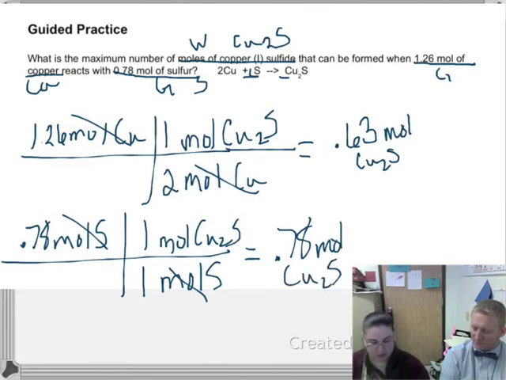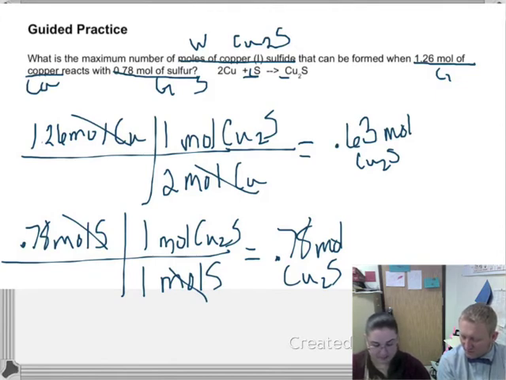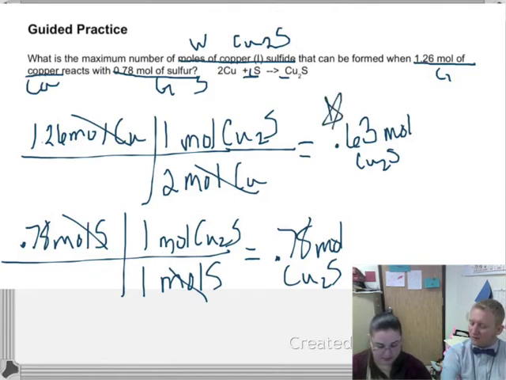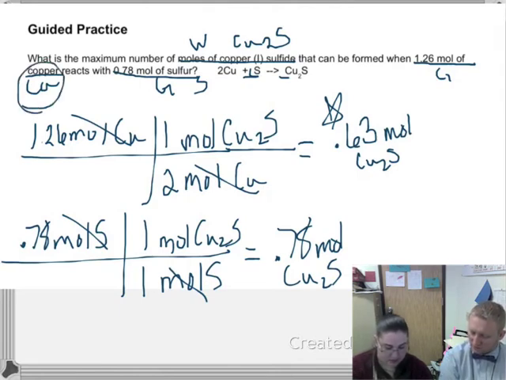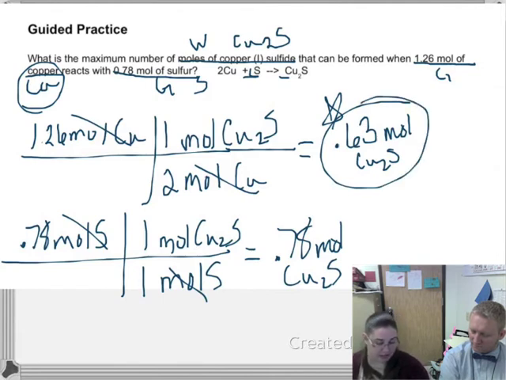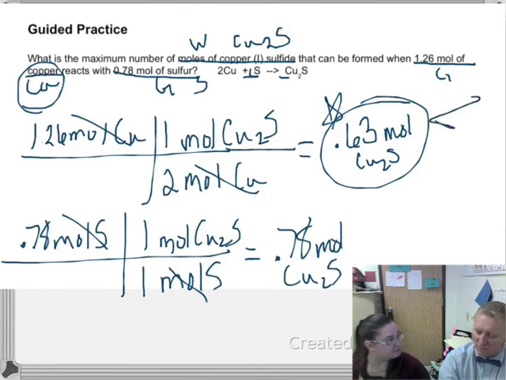Okay. So which one made less? The one that made less was the copper, so that would mean copper is the limiting reagent. Copper was limiting, and so this is actually the maximum amount that we could have made. We could not have made the 0.78 because we ran out. We would run out of copper when we hit that many moles of Cu2S, so everything would stop, even though we've got more sulfur.